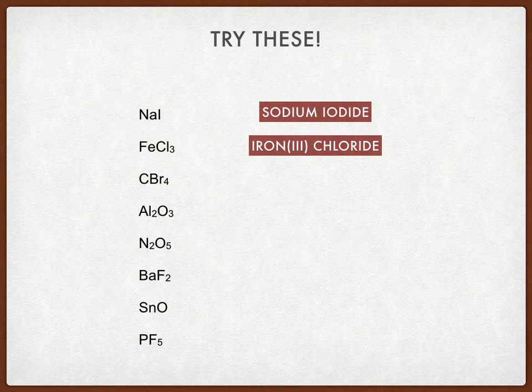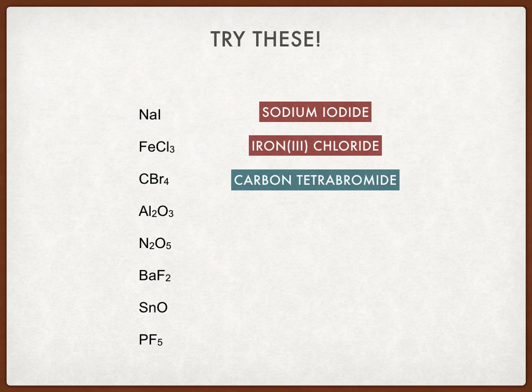Okay, CBr4. 2 nonmetals, carbon and bromine. This is case 1 because there is only 1 carbon. So you're going to say carbon tetrabromide. Al2O3, again, aluminum is not a variable charged metal, so we don't have to include parentheses. So it's just aluminum oxide.